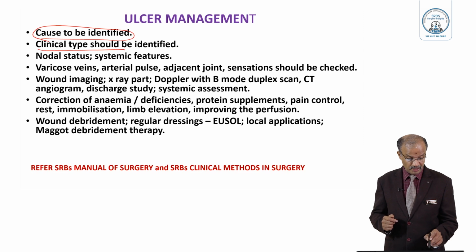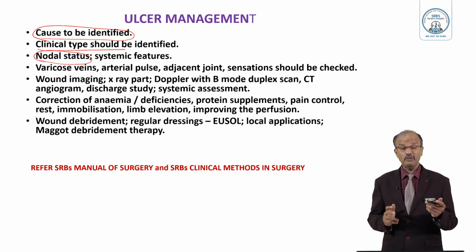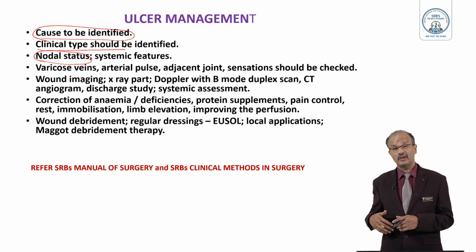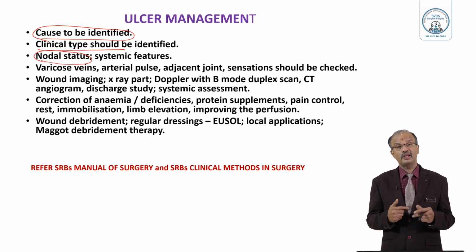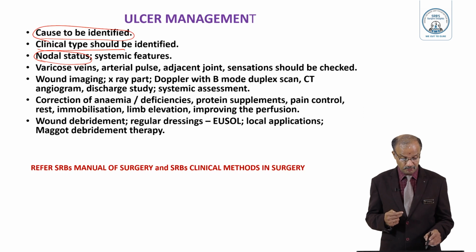Clinical assessment is very, very important. Nodal status is important, especially in malignancy and chronic disease. Systemic features: melanoma with nodes, melanotic ulcer with lymph node involvement. They may have liver enlargement, brain metastasis, or lung metastasis. So systemic features are important.